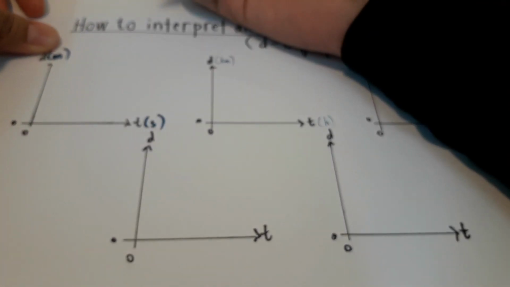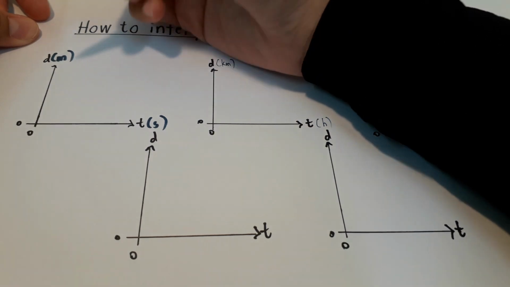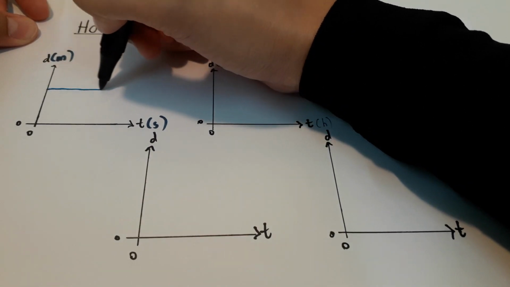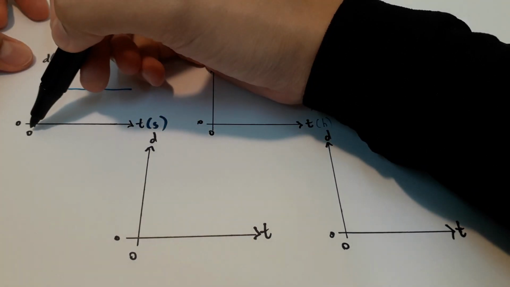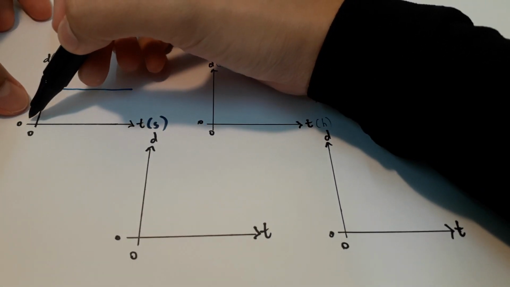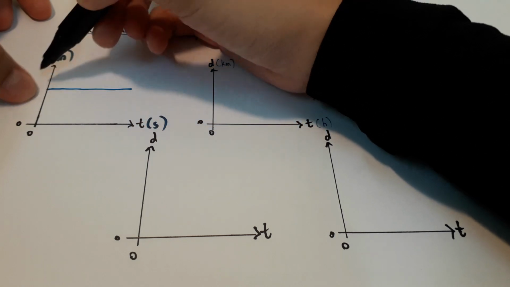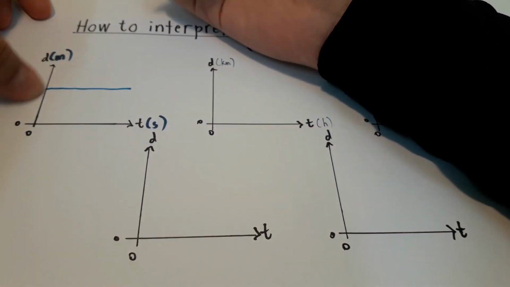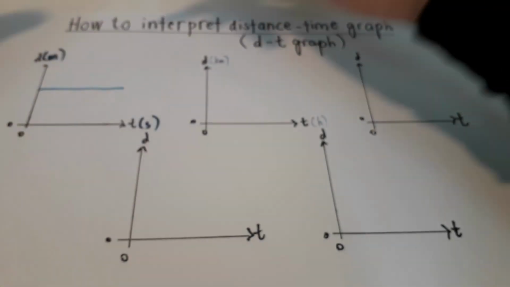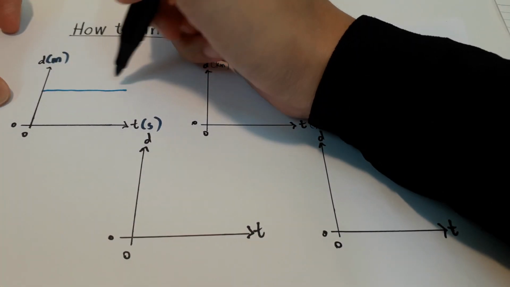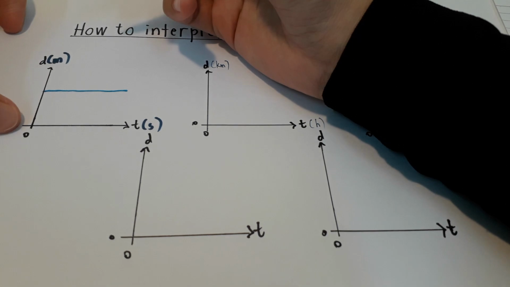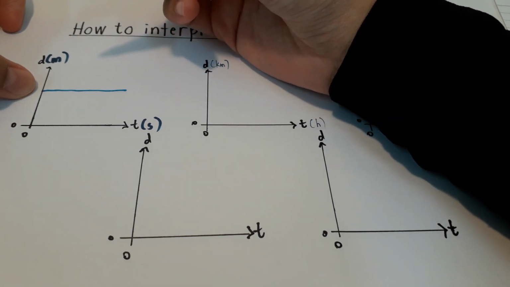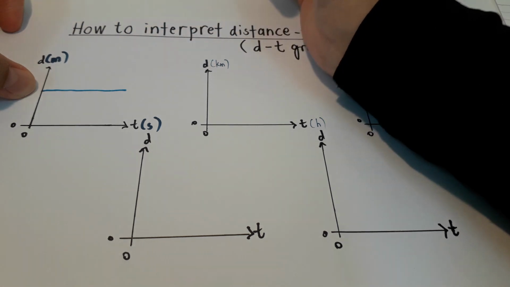Alright, let us start with the horizontal straight line first. This one starts from 0, 0, and this one is away from the starting point. The distance is several meters from the starting point. Here we have a straight horizontal line for the distance-time graph, and what can this horizontal straight line tell us about the movement of the object?